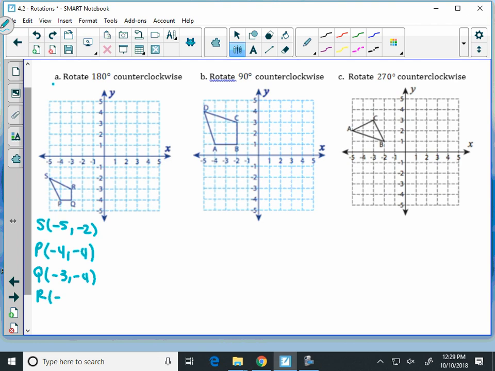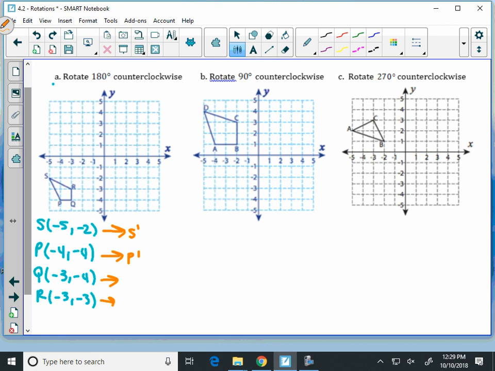is at -3, -3. Okay? You write down all the original points. And then you do the transformation to those points. So we want to rotate 180 degrees. So we rotate 180 degrees.